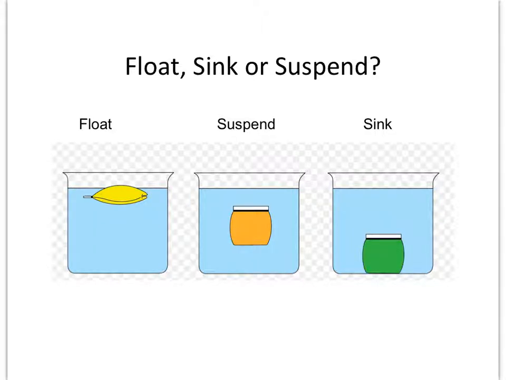So if I ask you questions about whether or not a substance will float, sink, or suspend in another substance, we need to make sure that we understand what that means. Float means that the object is less dense than the substance that it is contained in. So if this is water, for example, then the density of that object has to be less than 1.0 grams per milliliter or grams per cubic centimeter.